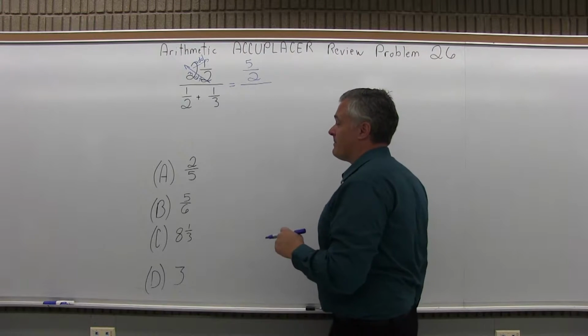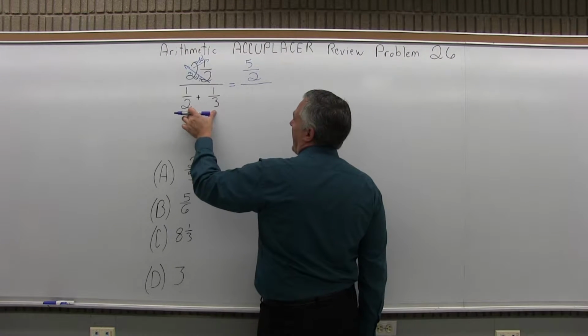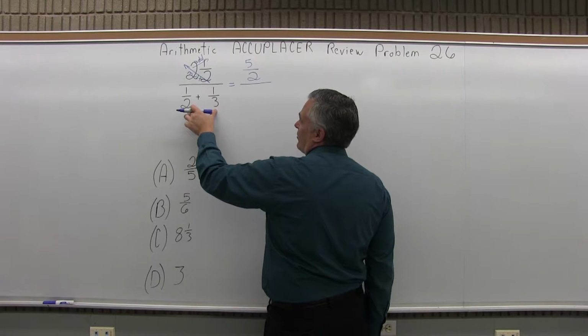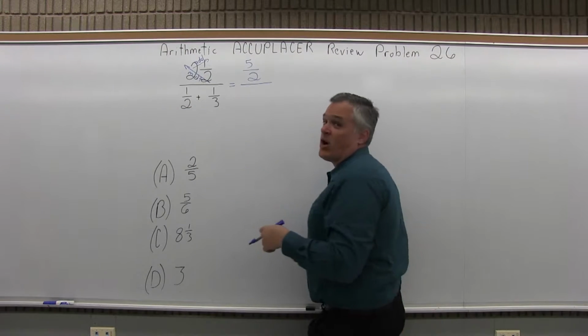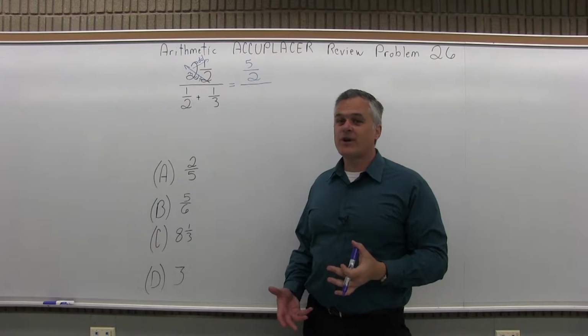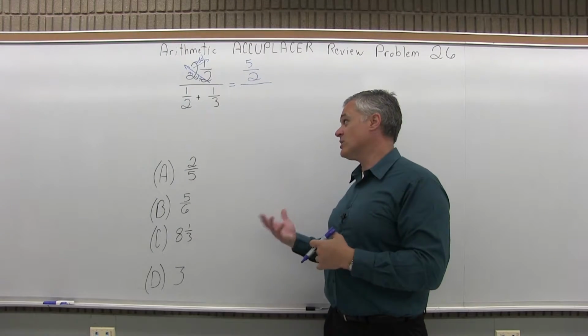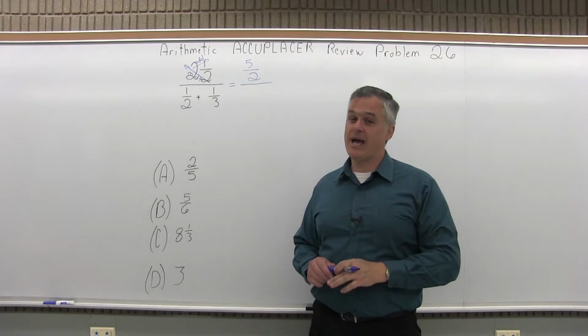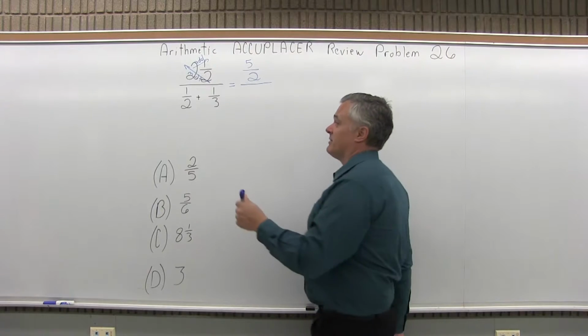Now for the bottom, I can't just add 1/2 plus 1/3. I need a common denominator. When you multiply fractions, it's easy. You just, for multiply, you go top times top, bottom times bottom. When you add or subtract, you need a common denominator.